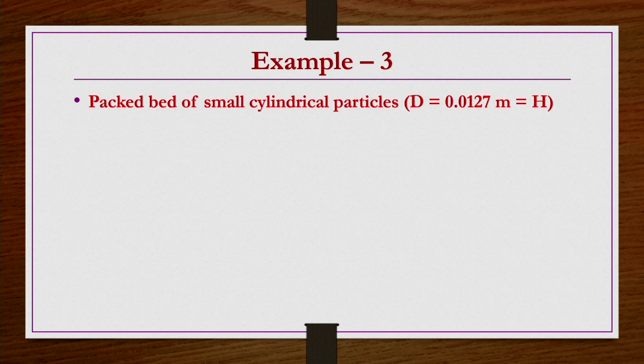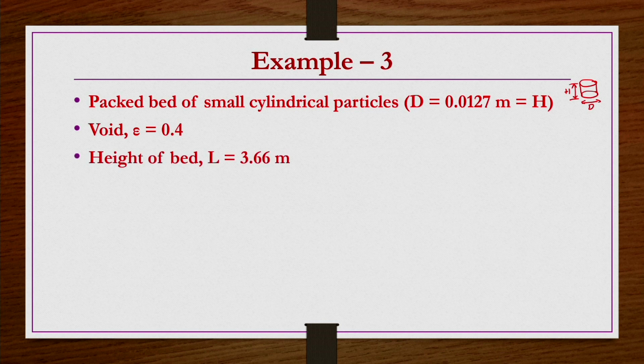Small cylindrical particle, in the sense that L should be equal to the height of the cylindrical particle. So, something like this. This we have already seen. If you take this as a cylindrical particle, with d the diameter of the short cylindrical particle and h the height, if h is equal to d, or they are very close to each other, then we can say those particles are short cylindrical particles, right. So, the packing material is now short cylindrical particles, void fraction is 0.4, height of the bed is 3.66 meters.